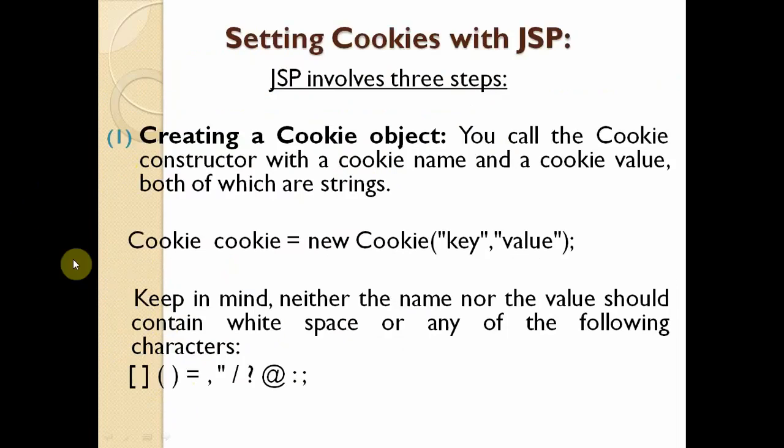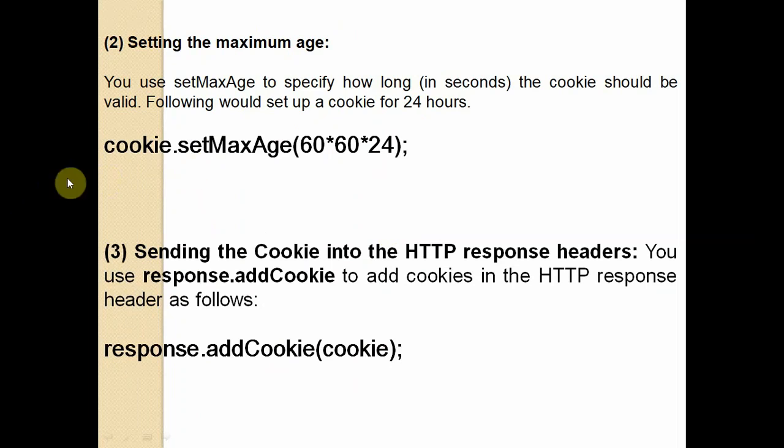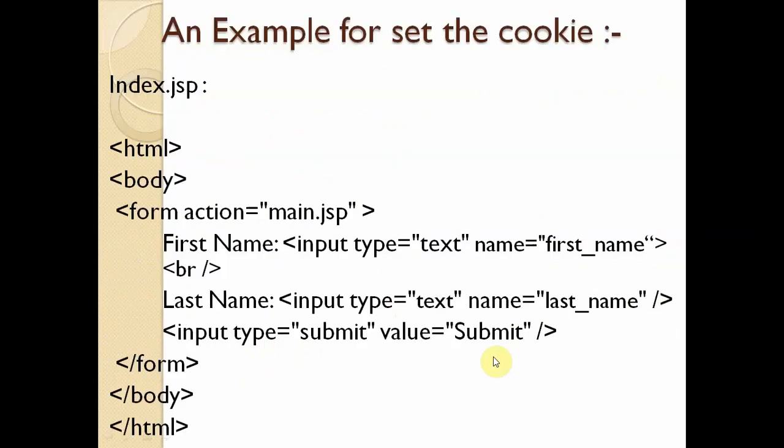And by this we can add the cookie with the response. The first command is used to create a cookie, the second one is to provide its age, and the third command is to add the cookie with the response. So there are three main commands of cookies, and these three commands we have used in the program. This is the last program which I have discussed with you.